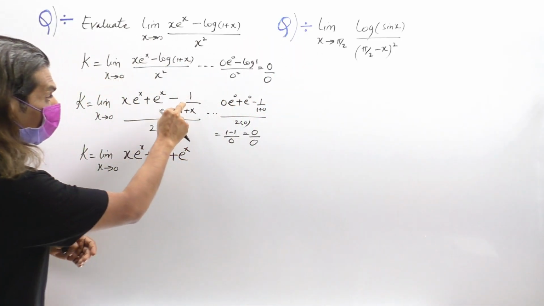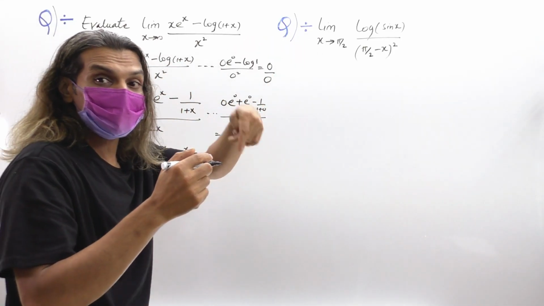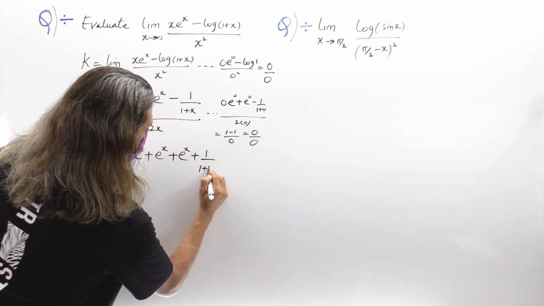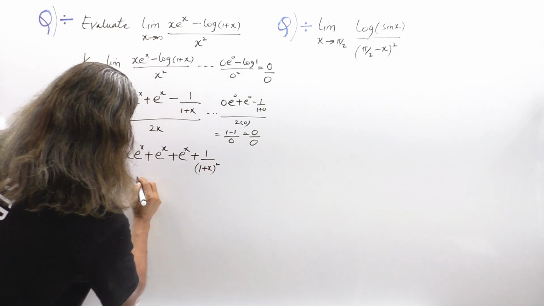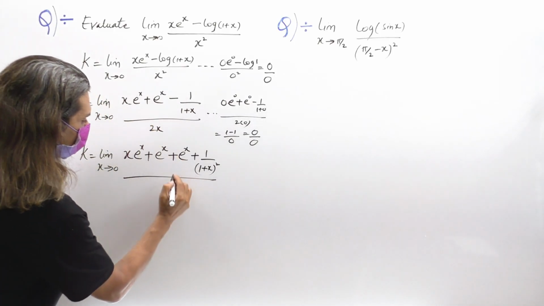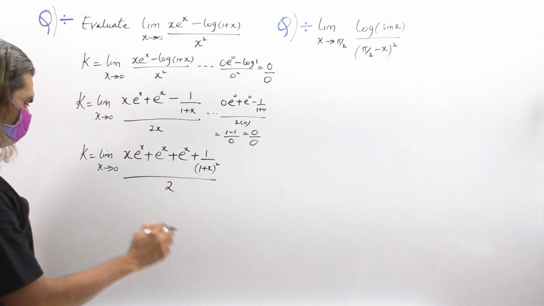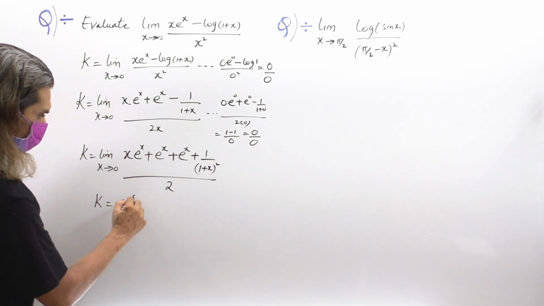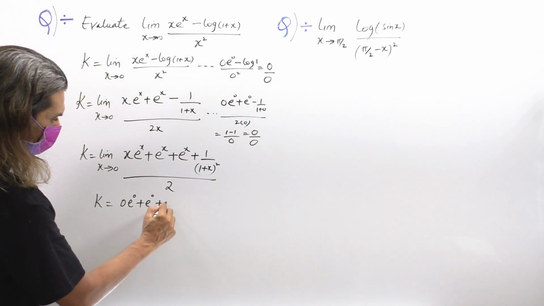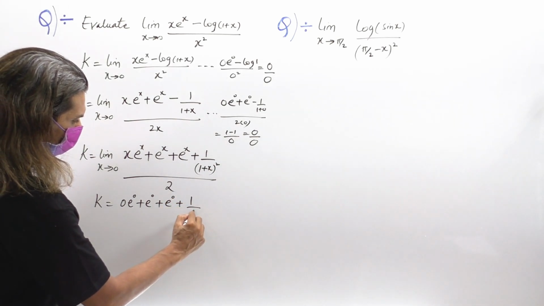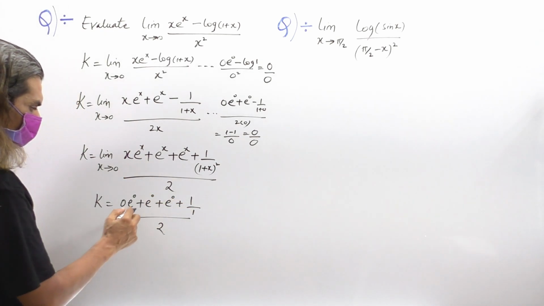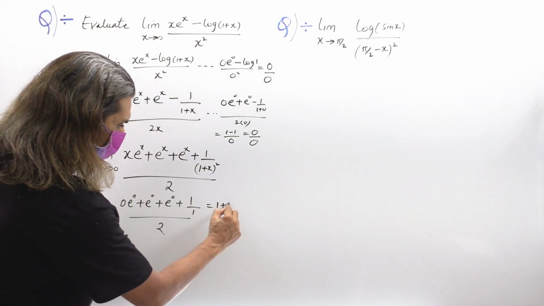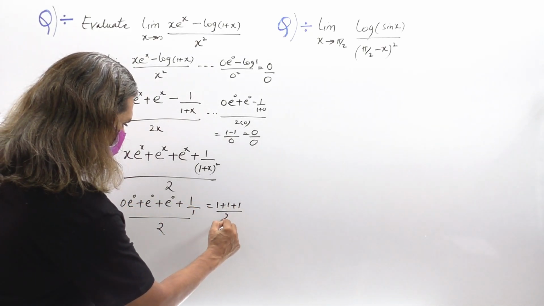So, here minus 1 by 1 plus x is minus of minus 1 by 1 plus x the whole square. So, plus 1 by 1 plus x the whole square, whole divided by, now differentiation of 2x is 2. Done. Therefore, again apply the limit now. So, the limit will be 0 into e raised to 0 plus e raised to 0 plus e raised to 0 plus 1 upon 2. So, e raised to 0 is 1. So, we have 1 plus 1 by 2.